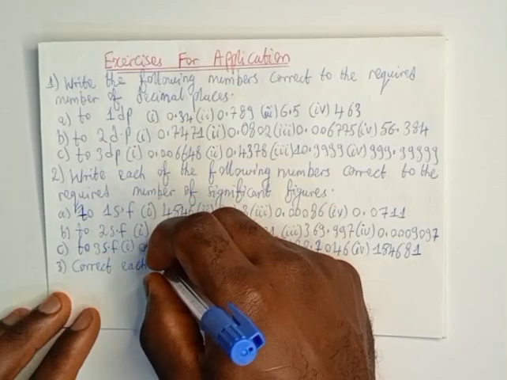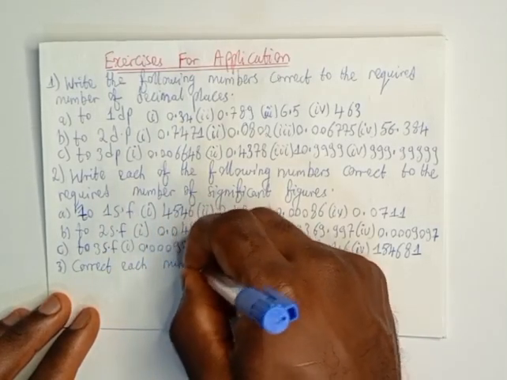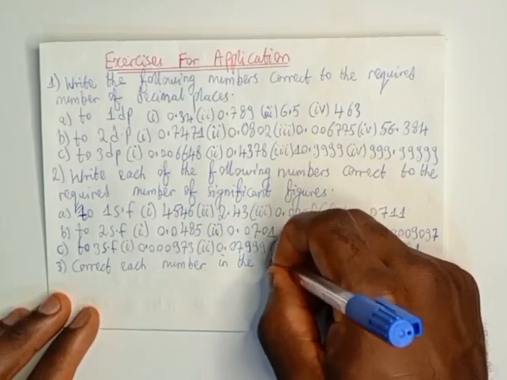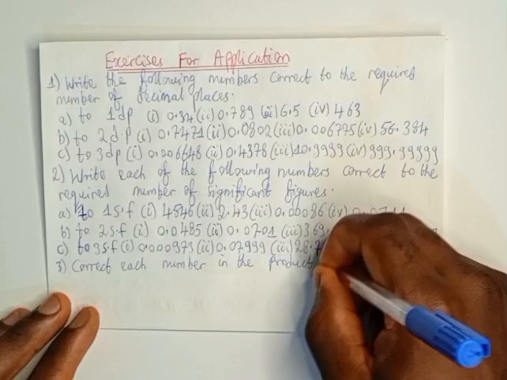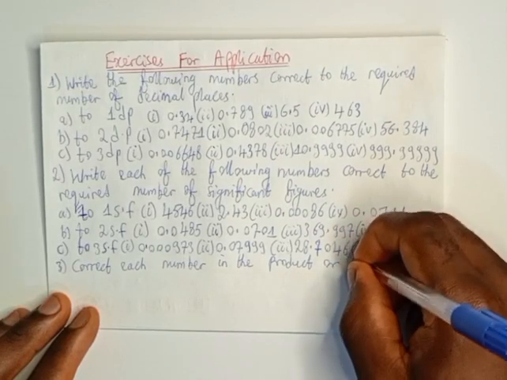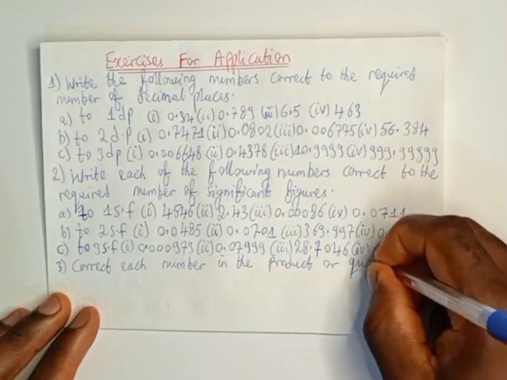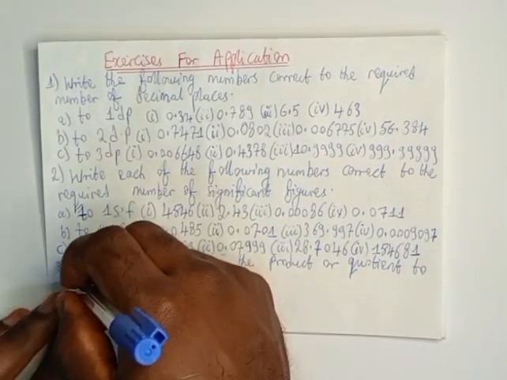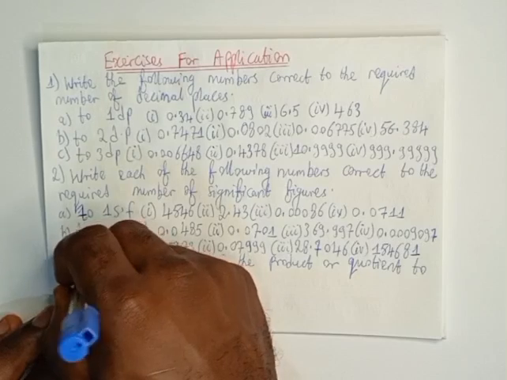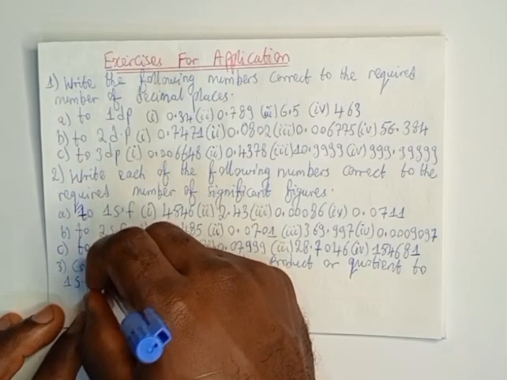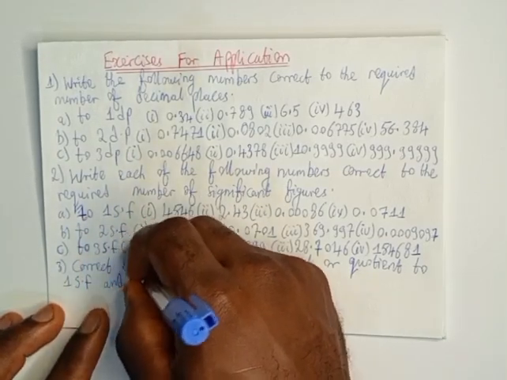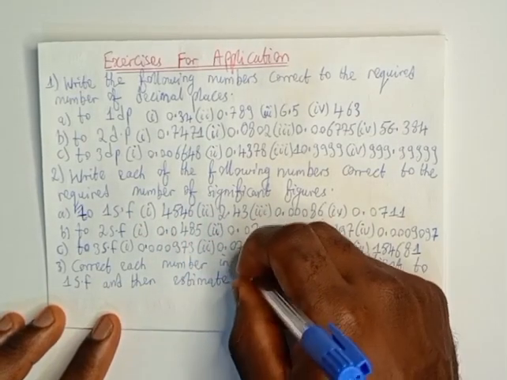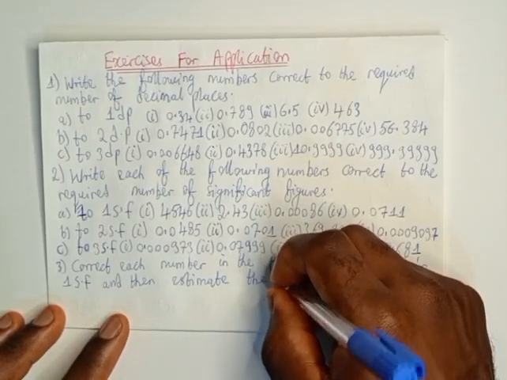We go to question 3, which says correct each number in the product or quotient to 1 SF, and then estimate the result.